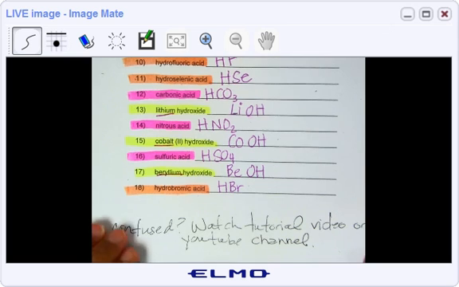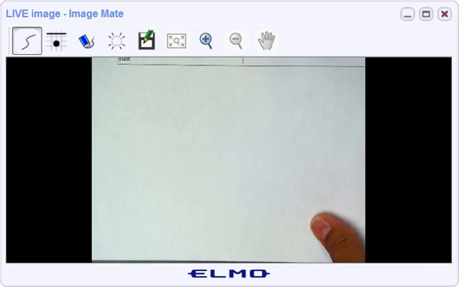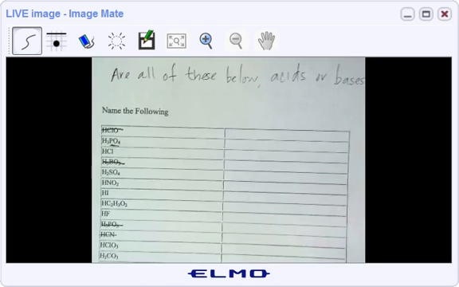Okay, I'm going to let you continue on. You can refer to your notes in the front. You're going to name the following, flip the page.